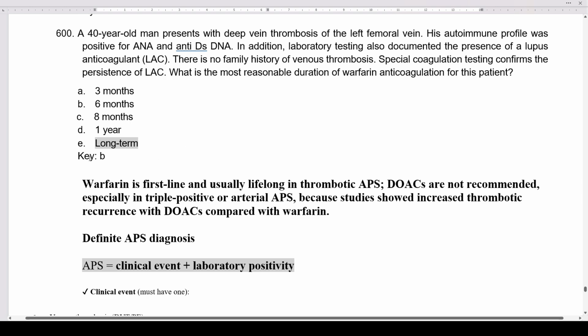Okay, so here they give the option 6 months, but it should be long term anticoagulation because this patient has developed thrombosis, has autoimmune disease and LA is positive. So whenever there is a history of thrombosis, in that case we have to give long term treatment with warfarin by monitoring it with INR.